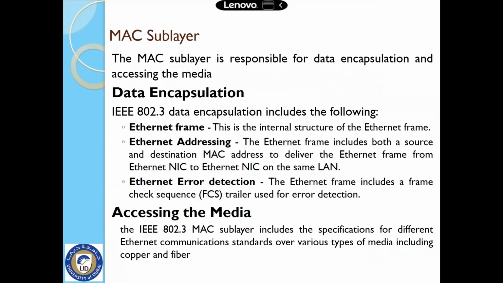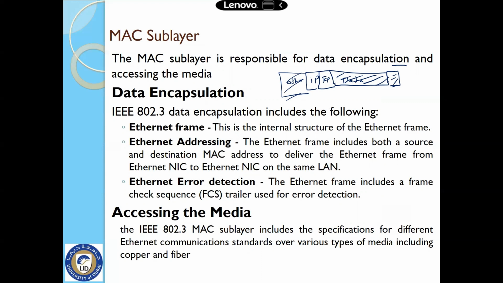So the MAC sublayer is responsible for the data encapsulation and accessing the media. Data encapsulation means that I have my data here. Remember, we have first the TCP header, then the IP header, and then the Ethernet header and trailer. This is what we call encapsulation. This is my original data, and this is the whole set of encapsulation. The MAC sublayer is the one that does the encapsulation here. It will add the header and trailers for the package.